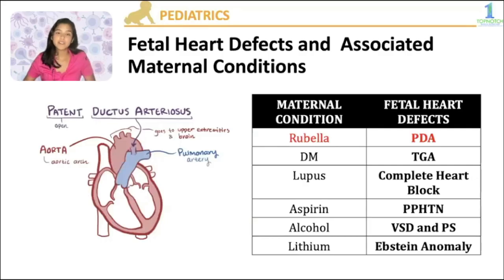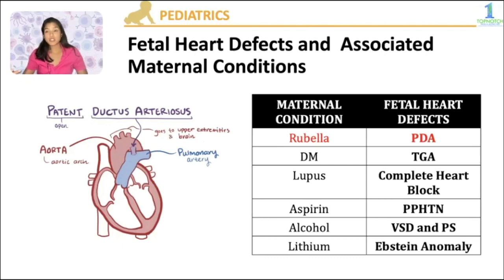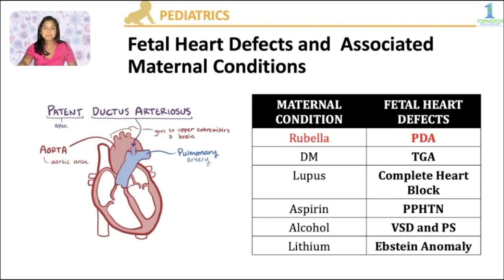So let's not forget the fetal heart defects associated with maternal conditions. For example, rubella is associated with a patent ductus arteriosus. Diabetes is associated with transposition of the great arteries. Maternal lupus can be associated with a complete heart block. Aspirin can be associated with pulmonary hypertension because NSAIDs, like aspirin, can cause premature closure of the patent ductus arteriosus, therefore causing premature pulmonary hypertension. And lithium, for example, can also cause Ebstein anomaly. Okay.